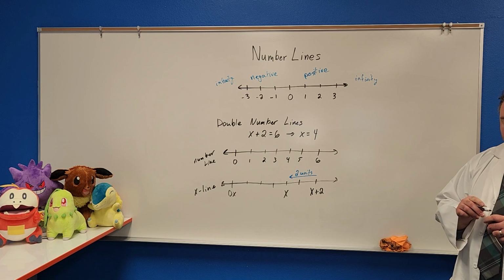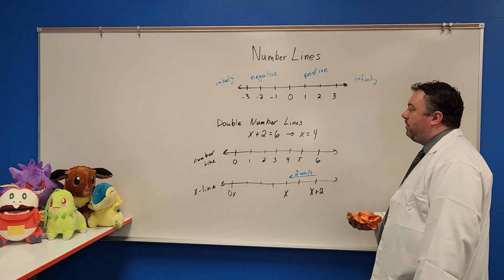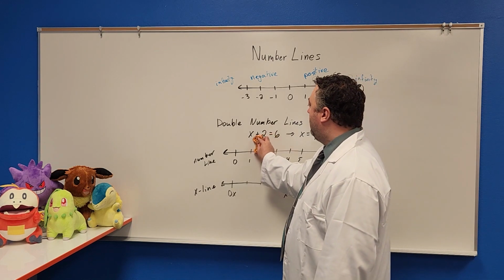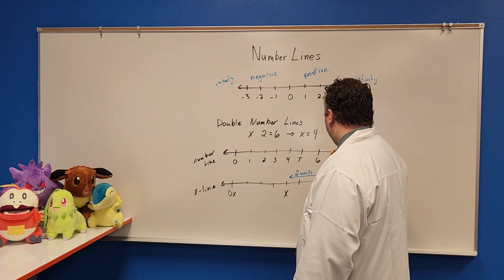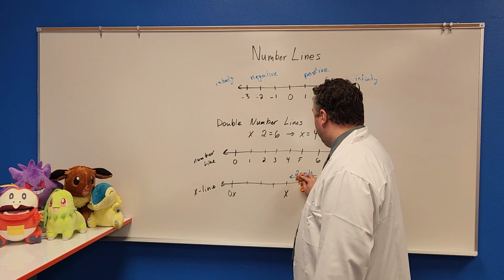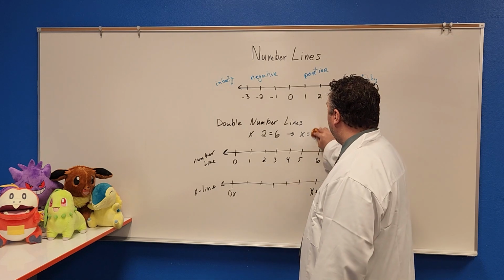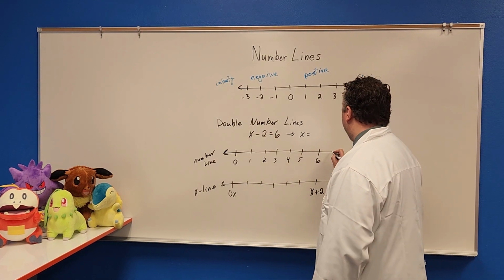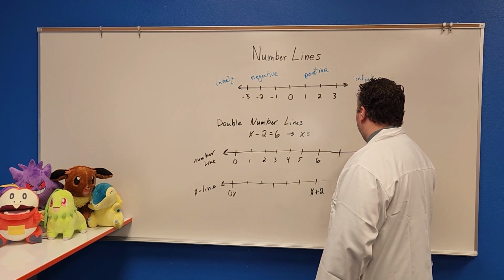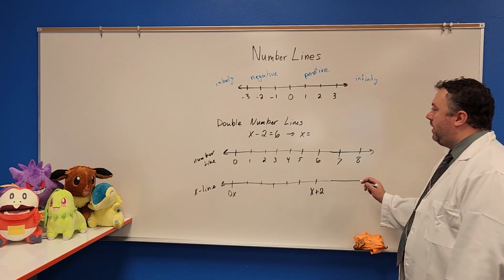So, number lines written in different ways can help us solve equations. Let's do 1 or 2 more. Let's come back up here. And now, I'm going to have to extend these number lines. Now we'll do x minus 2 equals 6.